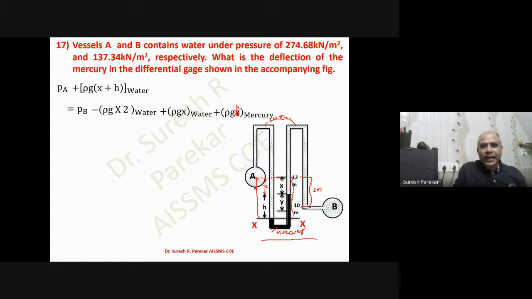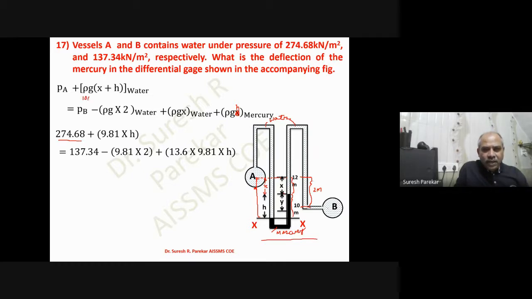We have at A, PA is 274.68. Then rho g. So we have rho as 1000 and g as 9.81. As this value is in kilonewton per meter square, we get 9810 Newton per meter square, and we will convert it to 9.81 kilonewton per meter square, and therefore we have 9.81 into h.